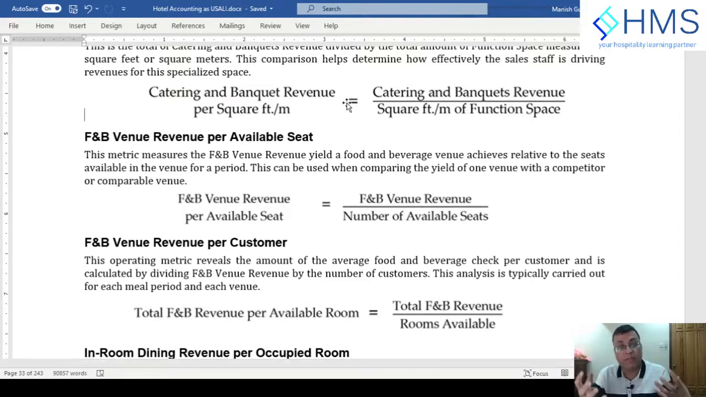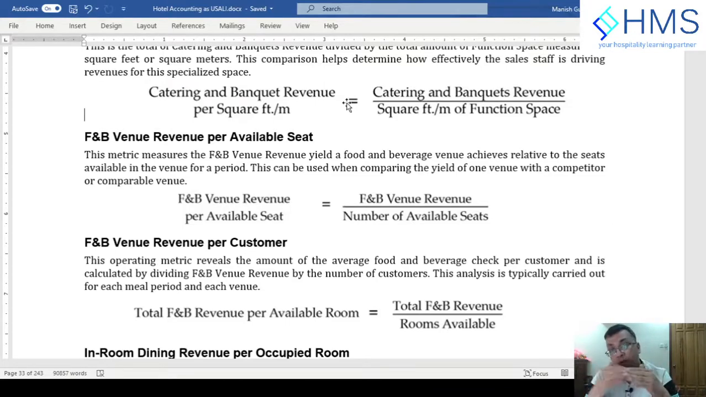Since we said that the number of people in the hotel is usually the captured market for the F&B restaurant, this metric will really help to understand how effectively we are able to capture that revenue, year by year, and also based on the other competitors, and within the venue.